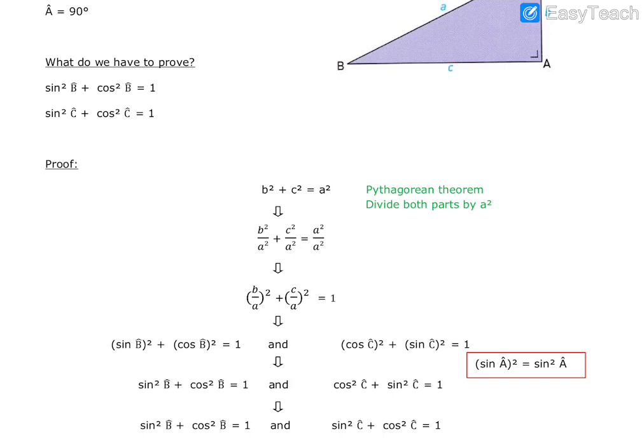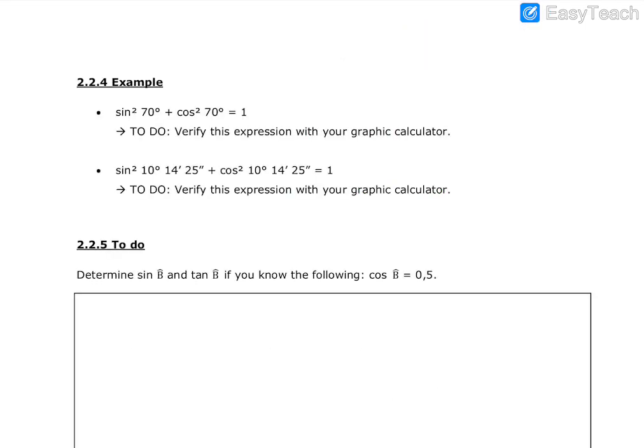Now I'm going to continue to this. And I'm going to give you one example exercise. First, you're going to do this, and you can do that on your own. So simply verify if the sine squared of 70 plus the cosine squared of 70 is equal to 1, and also for another angle. It's a good practice to use the calculator.